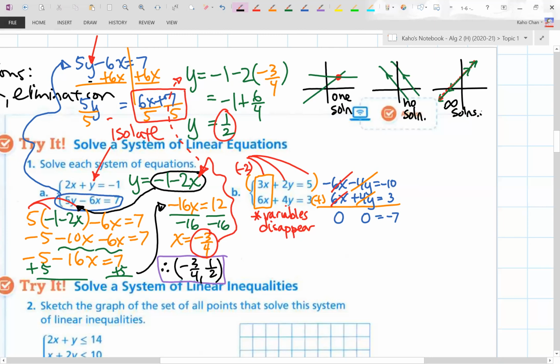These were all done in Algebra 1. So our situation is one of the two other scenarios, either no solution or infinite solutions. Our answer, because the variables disappear, is considered to be false. 0 does not equal -7. This is a false statement. Because it's a false statement, that means there's no solution to the system. These are parallel lines.